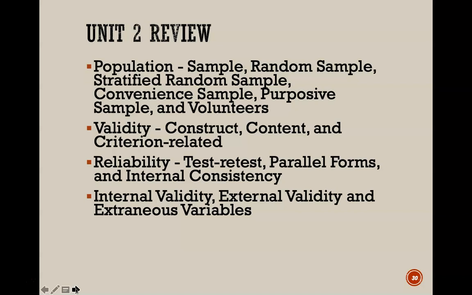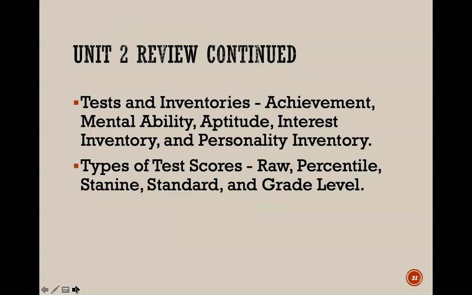We talked about validity. What is the construct? What is the content and criterion related validity? We also talked about reliability. How do you know if it's reliable? You have test, retest, parallel forms, and internal consistency. And then we talked about the differences between internal validity, external validity, and extraneous variables.